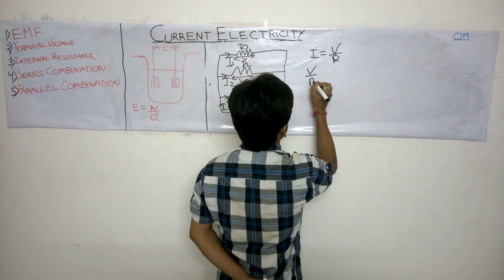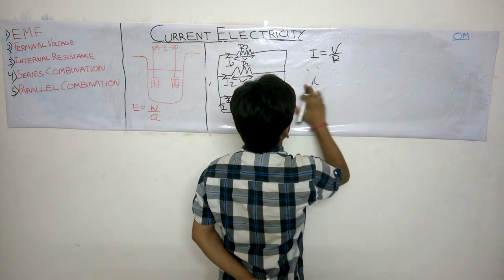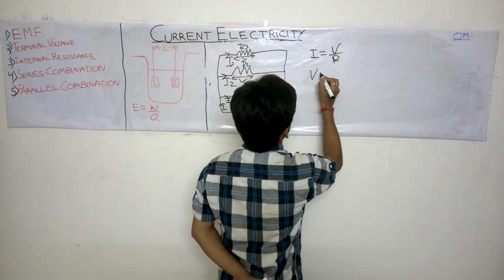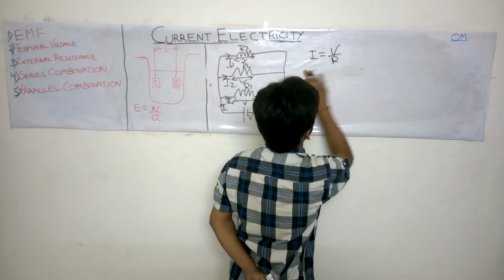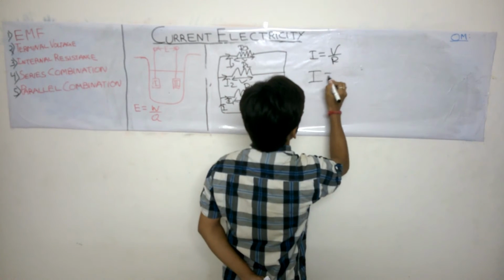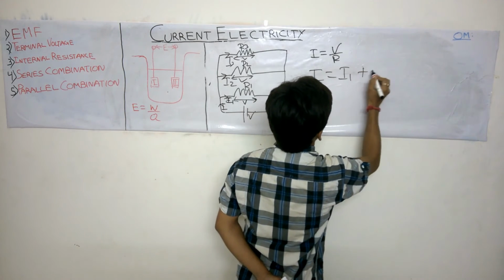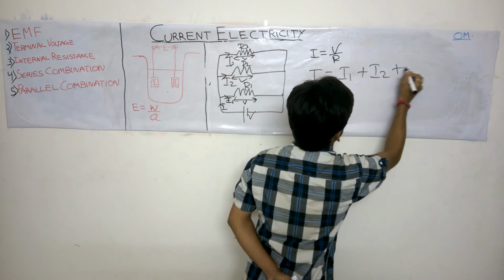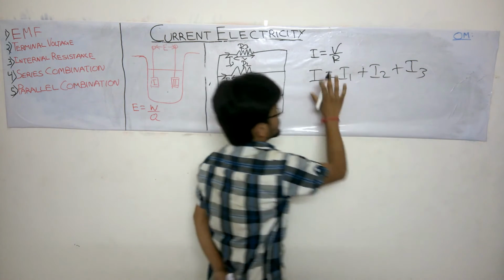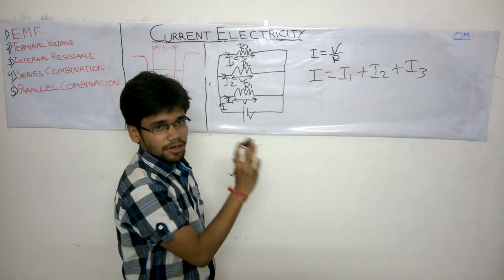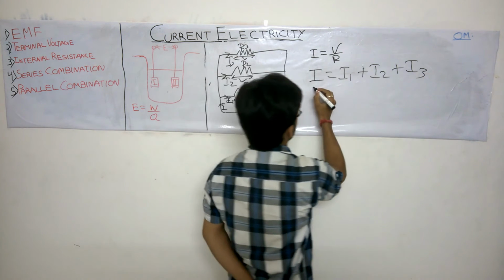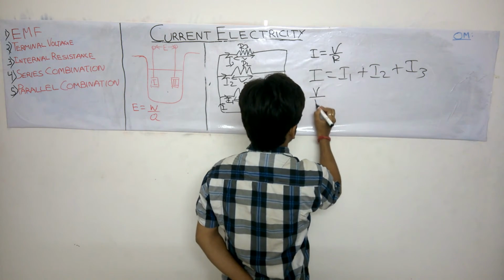So V by R is equal to, again I am taking from the previous step, sorry. V is equal to V1 plus V2, this is missing here. I is equal to I1 plus I2 plus I3. Okay. So this is the first equation. From here we will derive the parallel combination. First we will take V by R.